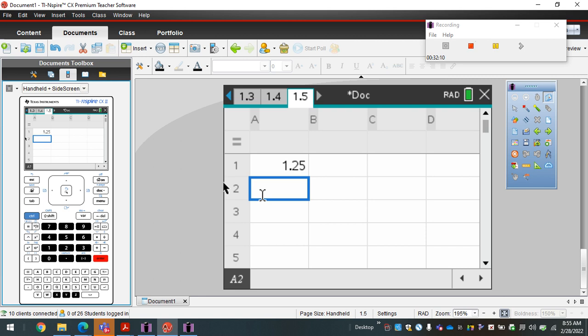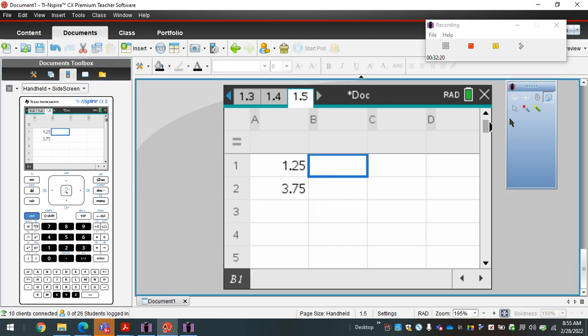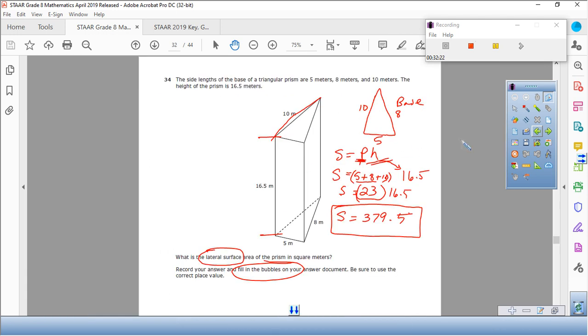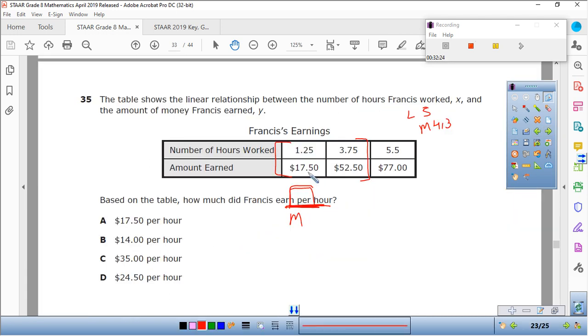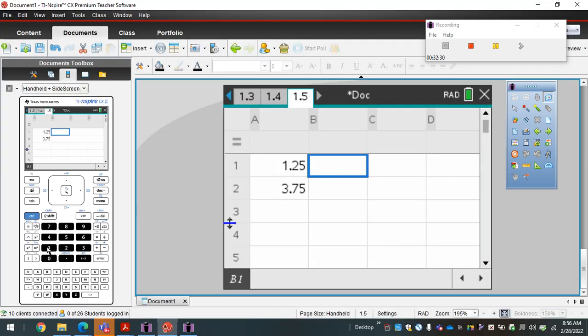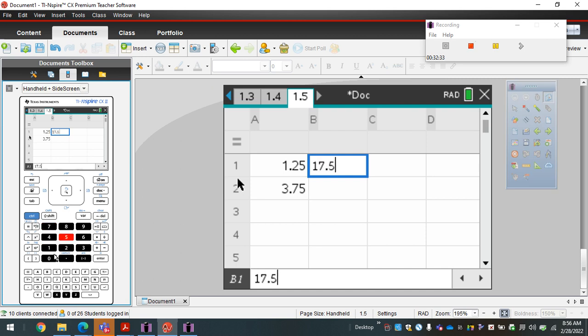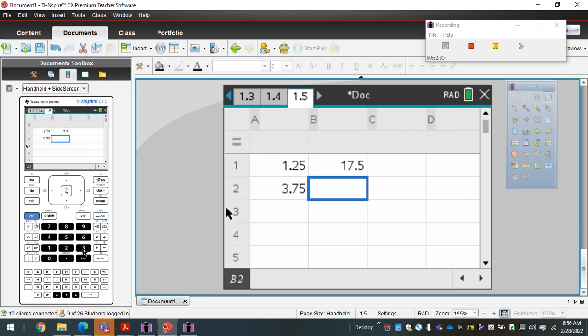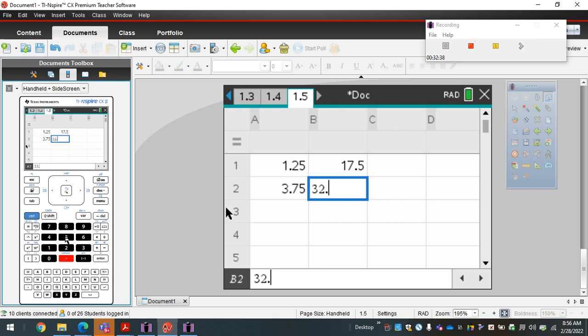Here you go. 1.25 and 3.75. Okay, so let me go to the back and check. 1.25 goes with 1750 and 5250. 1750 and 3250. Come down here.